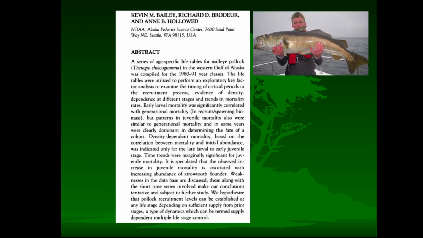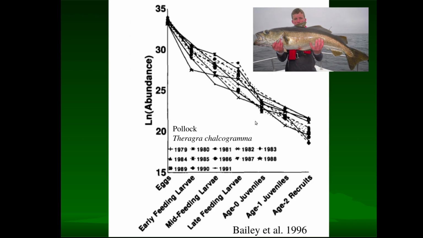So a nice marine example of a key factor analysis is the one by Bailey and colleagues in Seattle, Washington, in 1996 on the fish pollock, in which they plotted the log of abundance over time for each of several ages or life stages of the fish in several years, in samples. And this shows survivorship from one stage to the next is basically linear on the log scale.